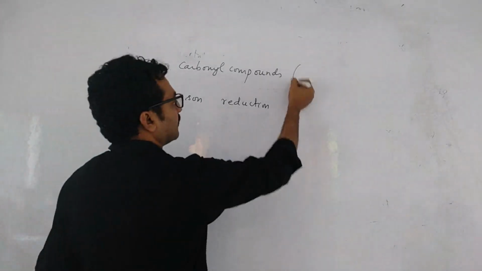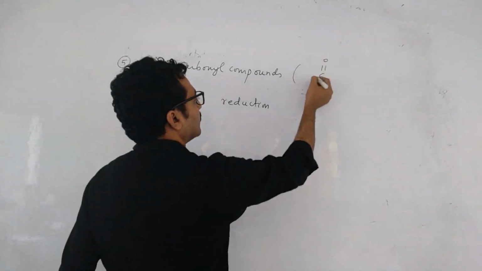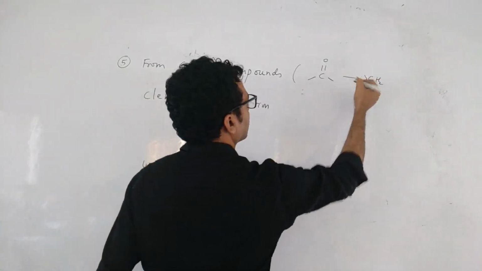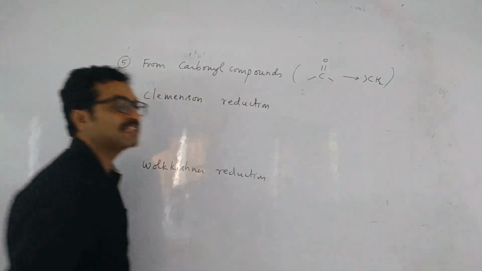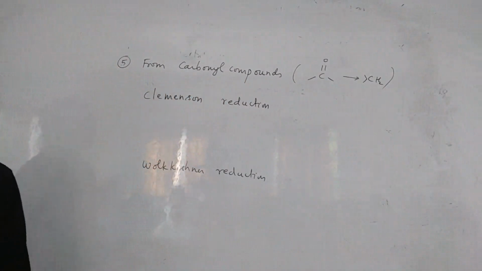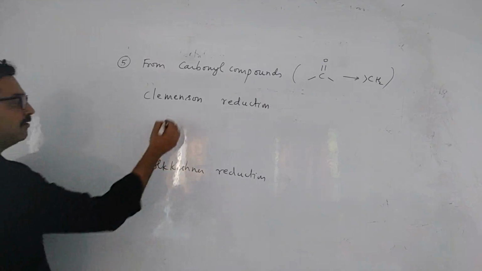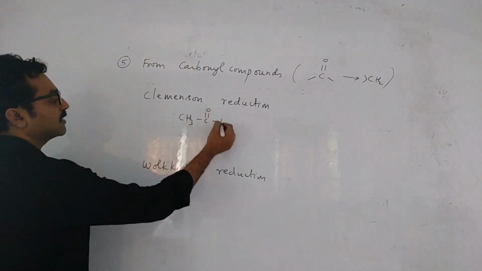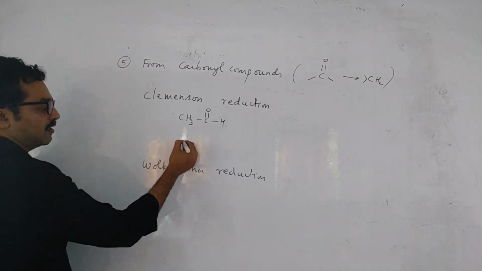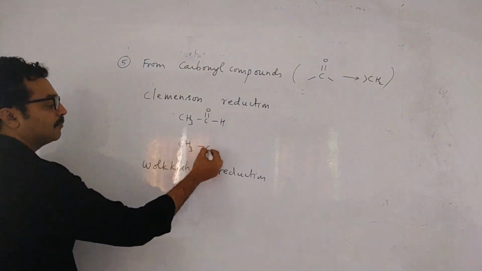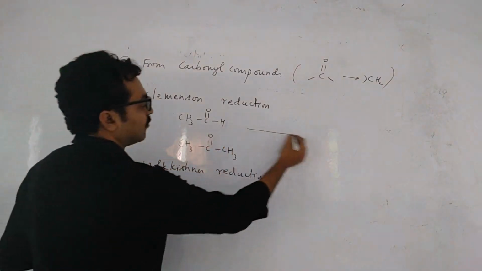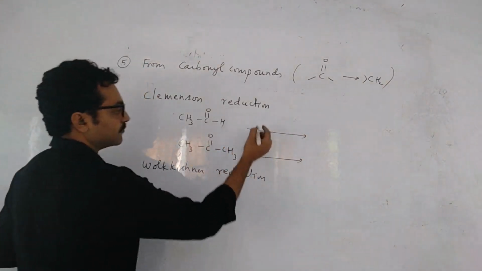Here, what will happen? The carbonyl compound will convert into a methylene group. This is very important: the carbonyl compound is converted to a methylene group, not methyl. Methyl means CH3, methylene means CH2. Now I will take an aldehyde, CH3CHO. Or I can take a ketone. Carbonyl compounds means aldehyde or ketone, right? And what is the reagent for this?